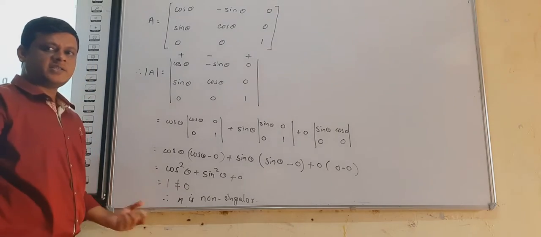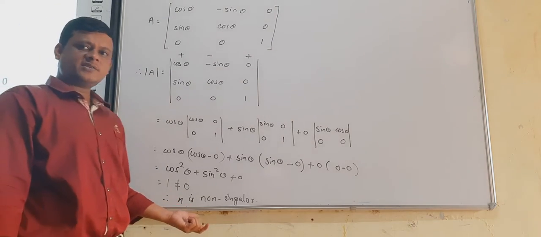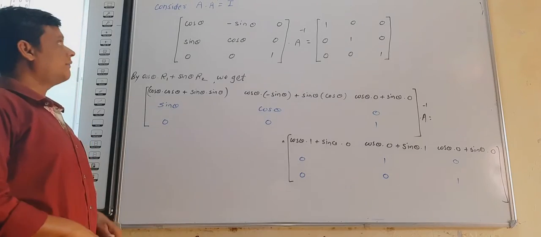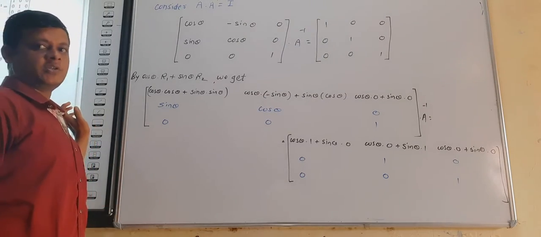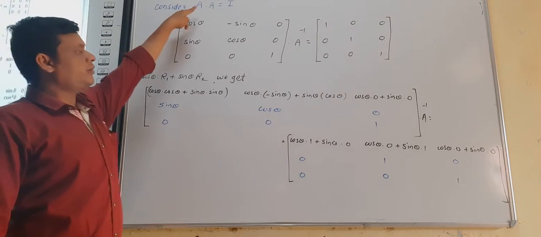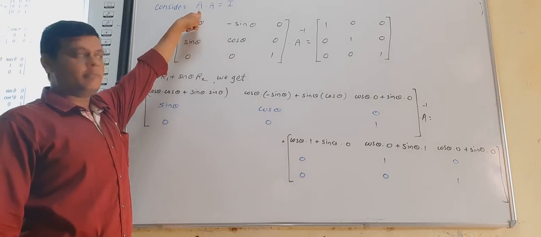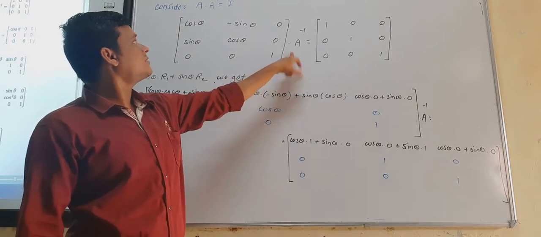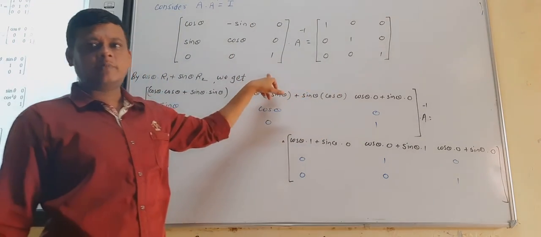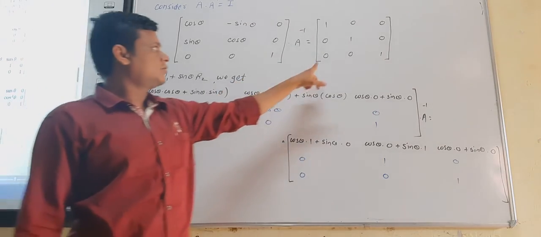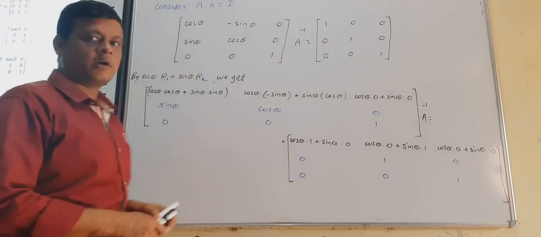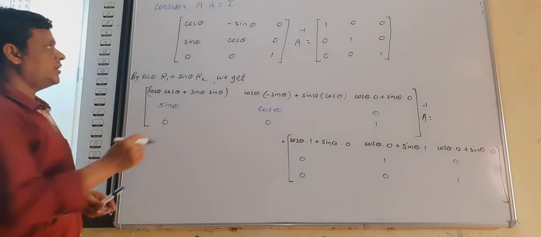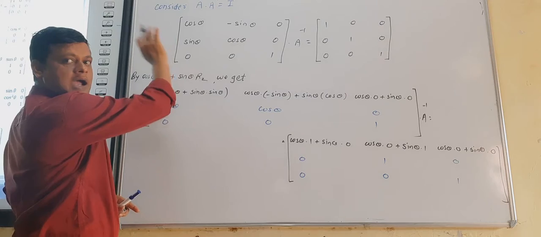If the given matrix is non-singular, therefore its inverse exists. So we solve it by elementary row transformation. So consider A into A inverse is equal to the identity matrix. So write the matrix A, then the identity matrix, because the given matrix is of order 3 by 3. So we write here the identity matrix of order 3 by 3. Now we have to reduce this matrix A into the identity matrix.